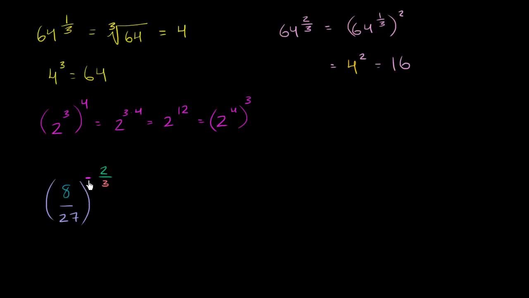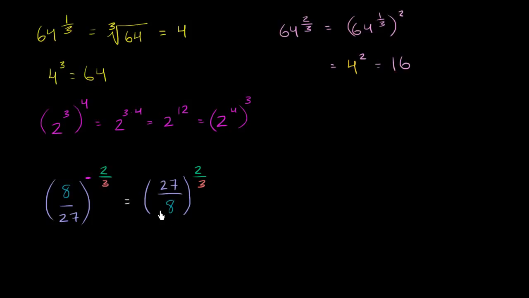Well, the first thing I do whenever I see a negative exponent is to say, how can I get rid of that negative exponent? And I just remind myself, the negative exponent really just says take the reciprocal of this to the positive exponent. So this is going to be equal to, the reciprocal of this is 27 over 8, to the positive 2/3 power. So notice, all I did was get rid of the negative exponent and take the reciprocal of the base right over here. 8 over 27 is the base, negative 2/3 is the exponent.